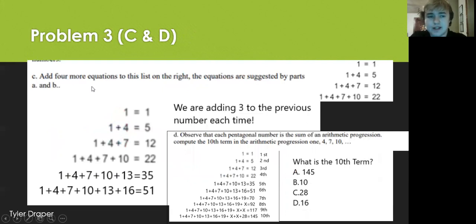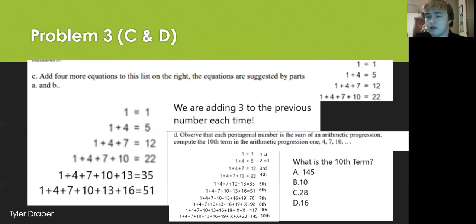Okay, now part C and D. We'll do these real quick. So C, add 4 more equations to this list on the right. The equations are suggested by parts. Let me move this. So we are given that 1 equals 1, 1 plus 4 equals 5, 1 plus 4 plus 7 equals 12, 1 plus 4 plus 7 plus 10 equals 22. So did you notice any patterns there while we were looking at that? So we go from 1 to 1 plus 4. So we see that we went up 3.